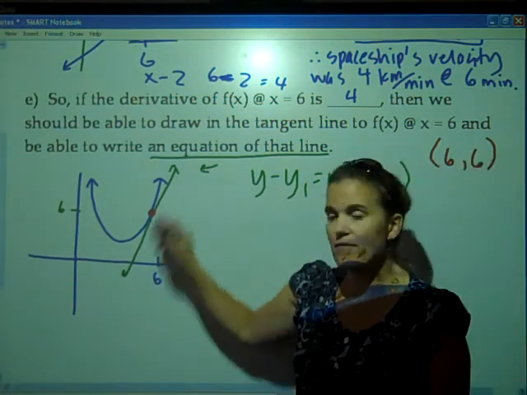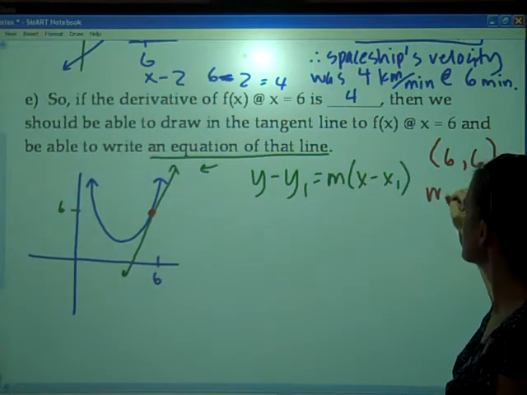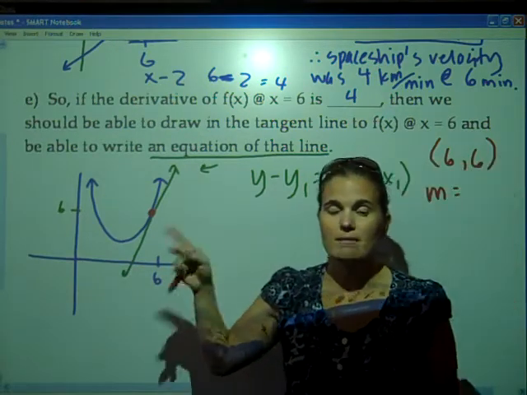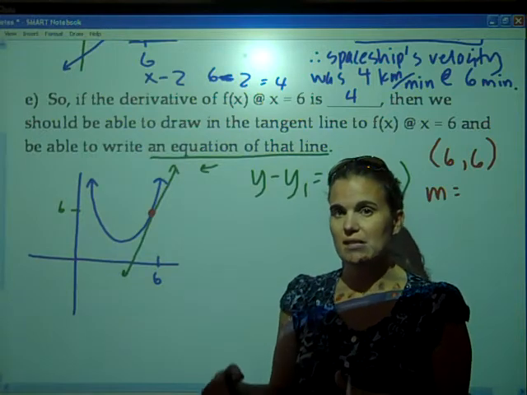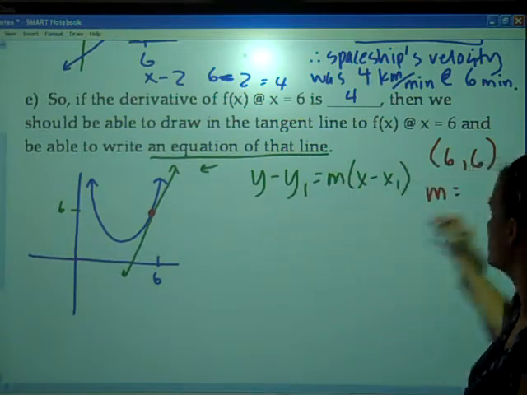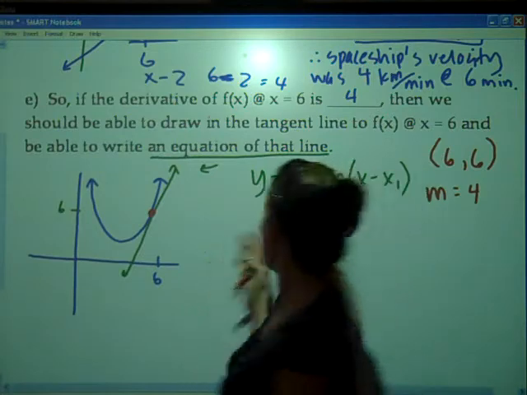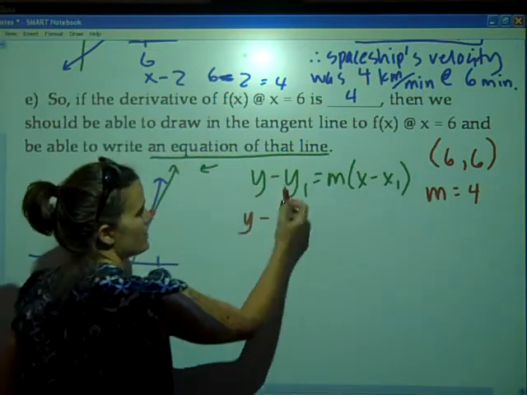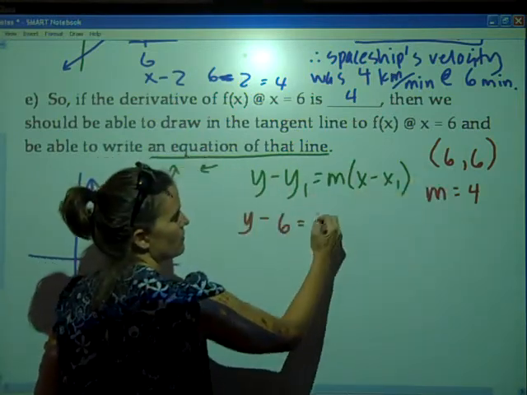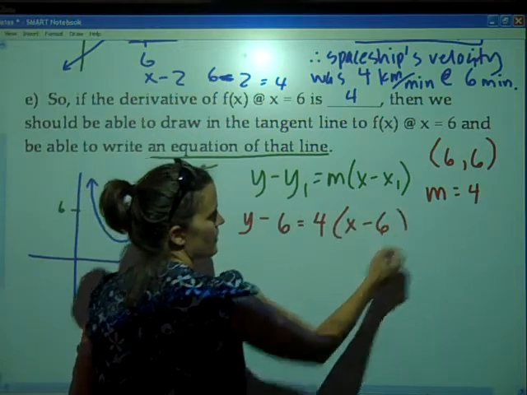Then you need the slope of that line. In this case, the slope we found by taking the limit of the average rate of change from 6 to x. So we figured out the slope of that line was 4. So if you know the slope and a point, you can just plug it straight in here and go y minus the y1 value, 6, would equal 4 times x minus the x value.